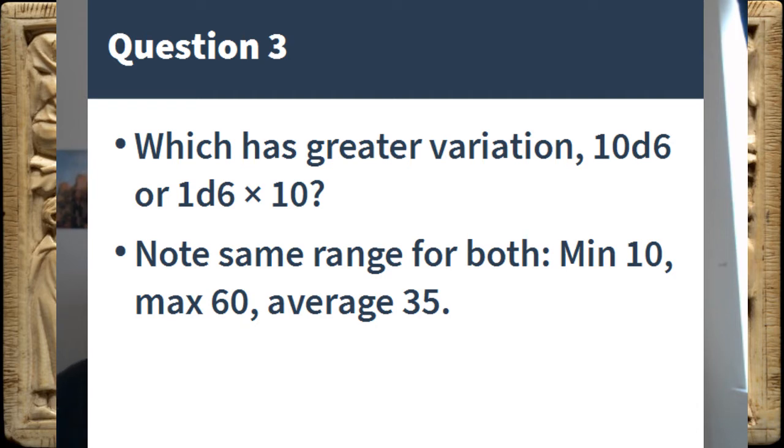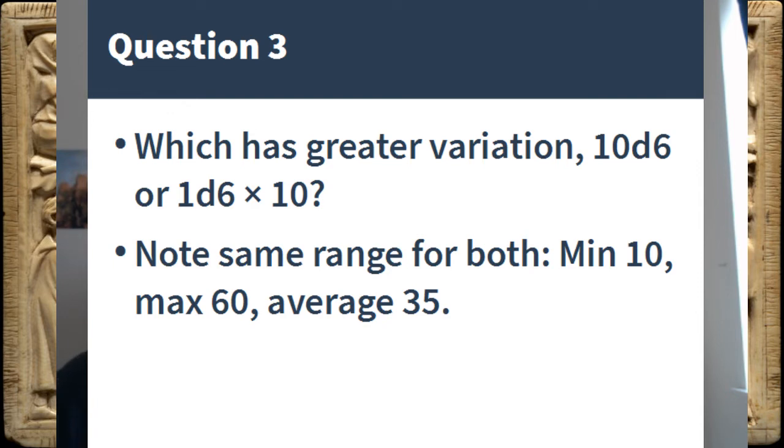So if I need to generate numbers between 10 and 60, there are at least 2 different ways of doing it. I could take 10 6-sided dice and roll 10d6 and add them all up. Or I could roll 1d6 and just multiply the result by 10.